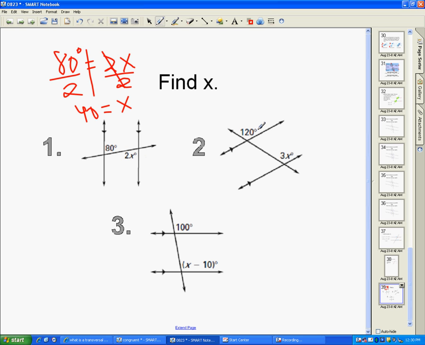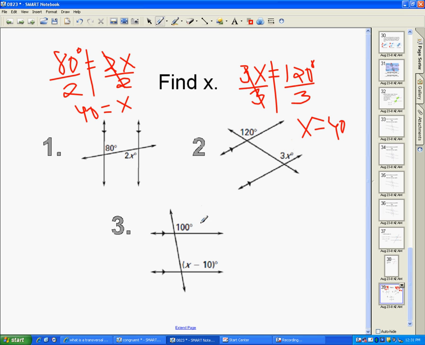With number 2, if this is 120 degrees, this side is 120 degrees, and so I say 3x is equal to 120 degrees. I divide both sides by 3, and I get that x is equal to 40. Again, this doesn't mean this angle measures 40 degrees, simply that x is equal to 40 degrees.